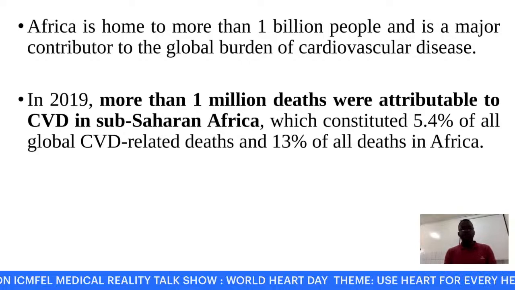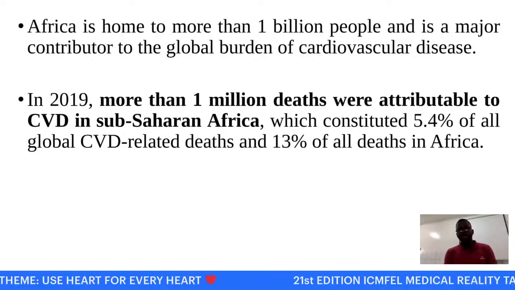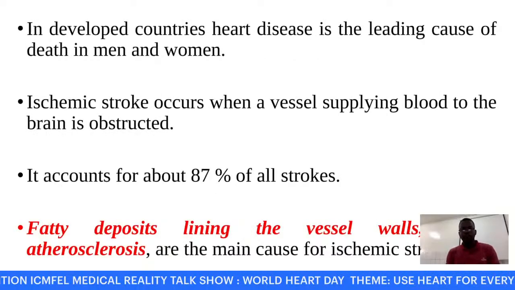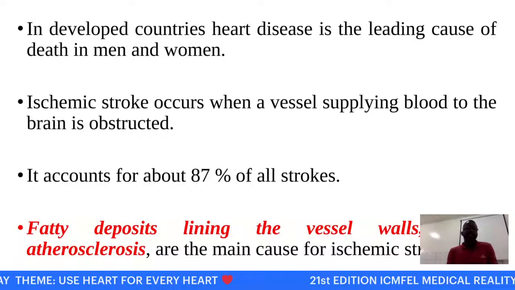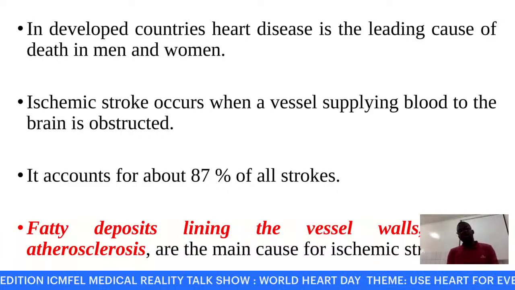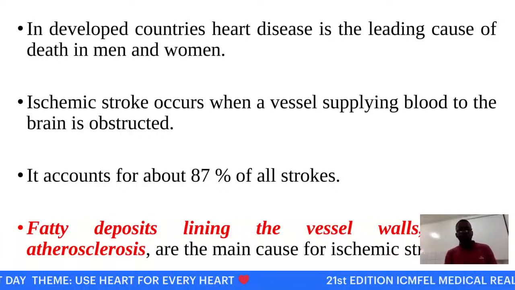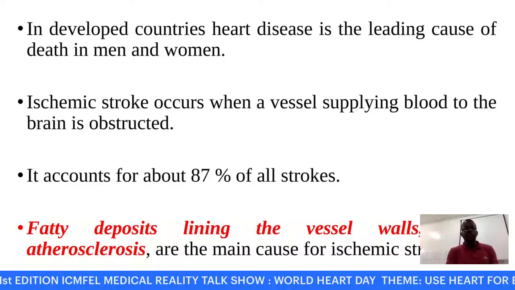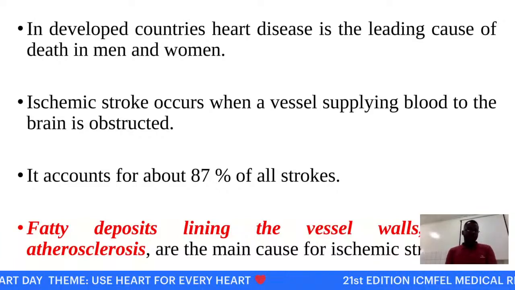In 2019, it was reported that more than 1 million people died of cardiovascular disease in sub-Saharan Africa, and the rate at which people are dying from this is preventable. So in developing countries, we say heart disease, stroke and heart attack are the main ones. In developed countries, the occurrence is different because of industry, and heart diseases are reducing the productivity of those countries.